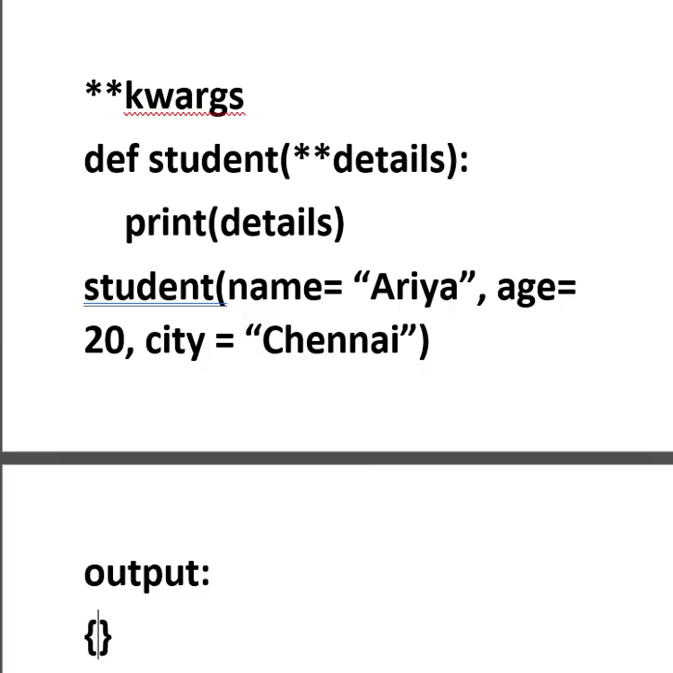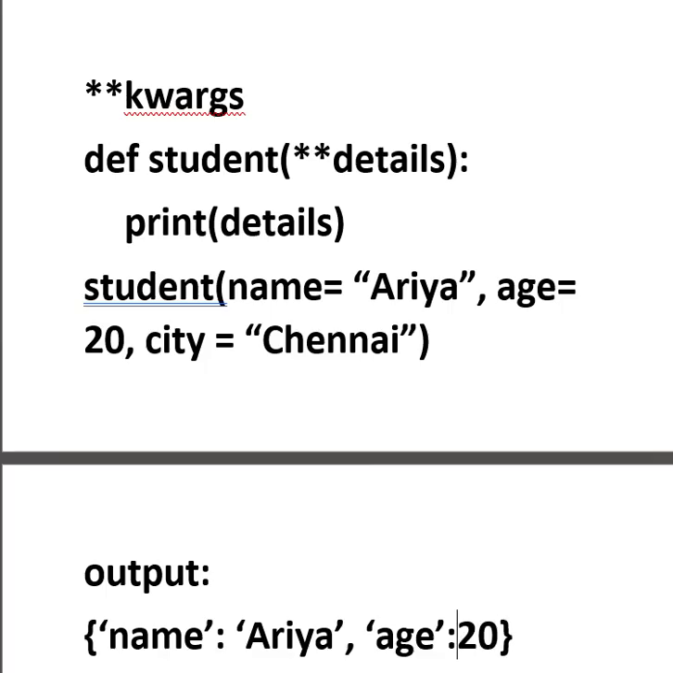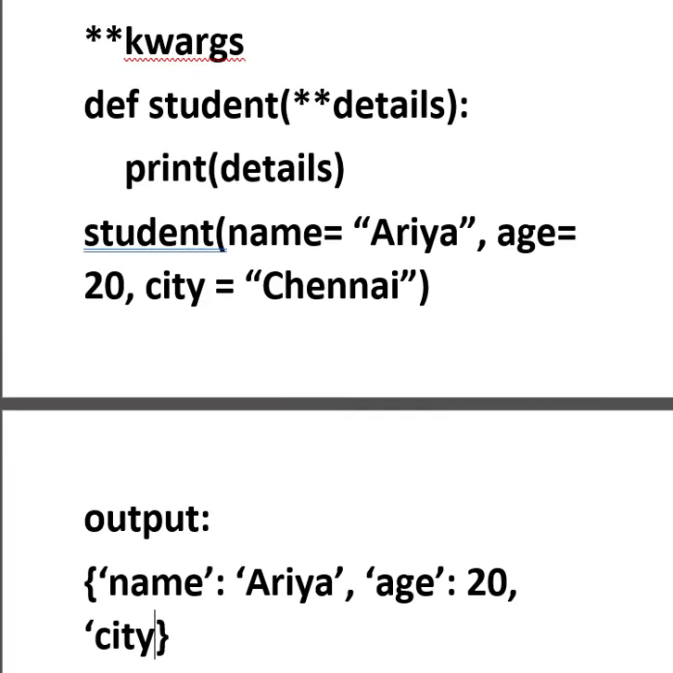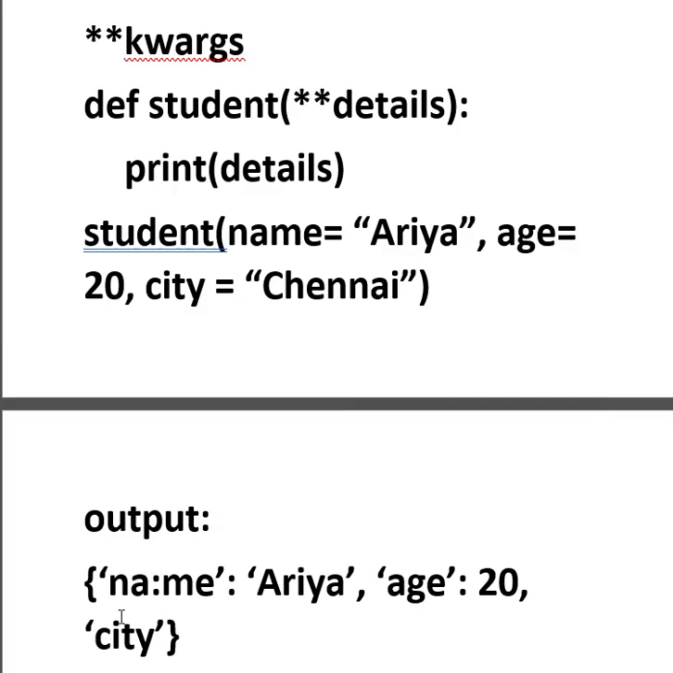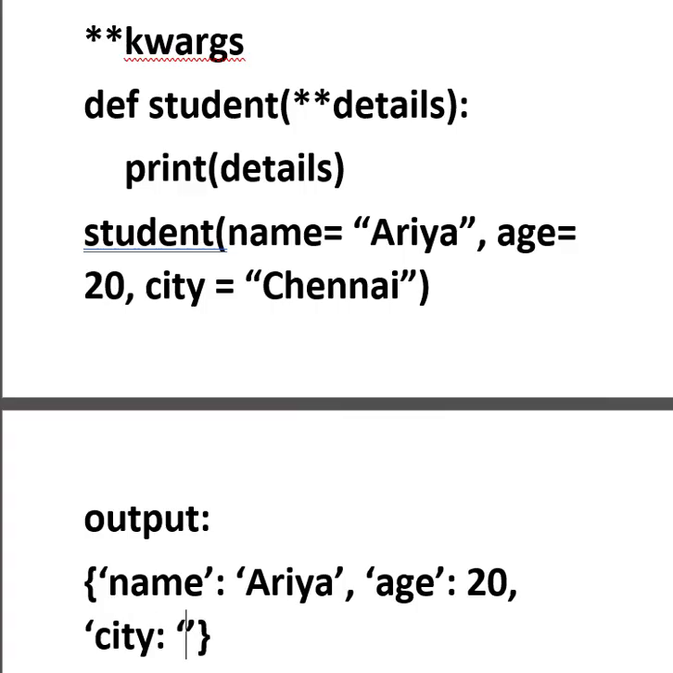So name, Arun, comma, age, 20, comma, city, and city is Chennai. Okay, this is the output for that.